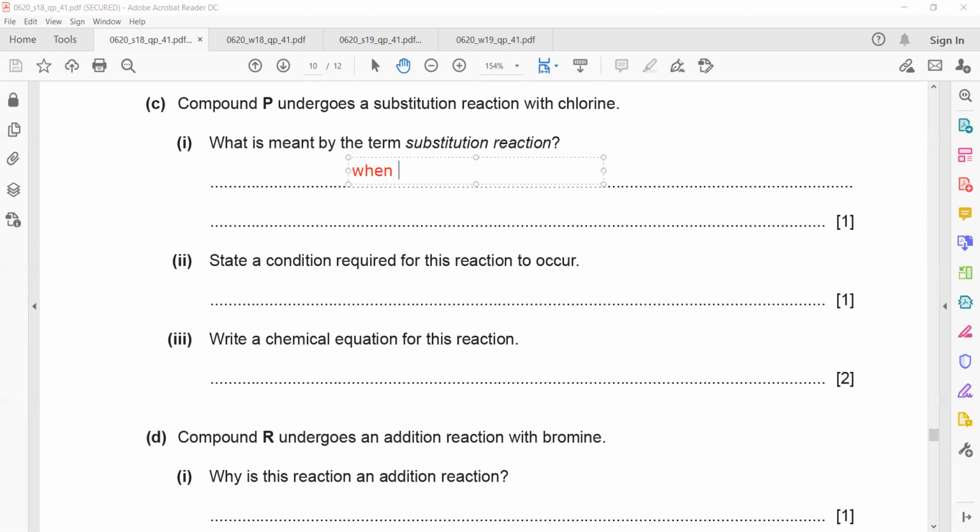Here you have to write a proper definition of substitution: when an atom or group displaces another atom or a group, we call that substitution. The overall reaction is a displacement of an atom.